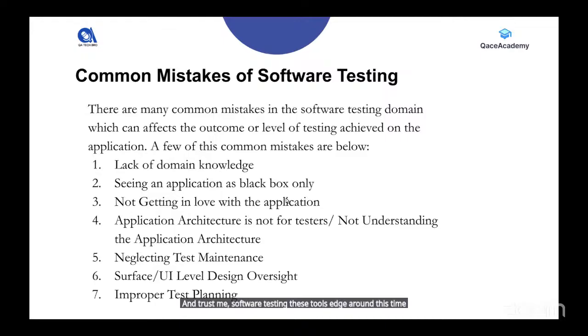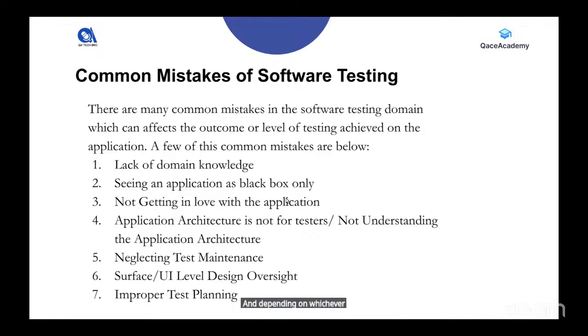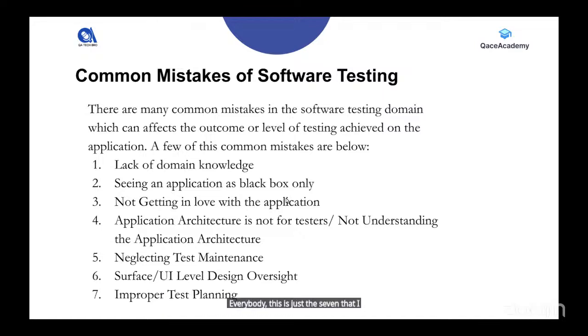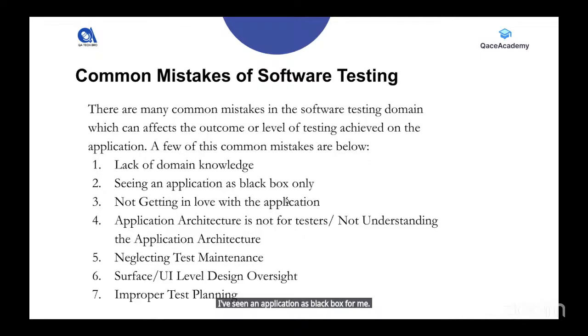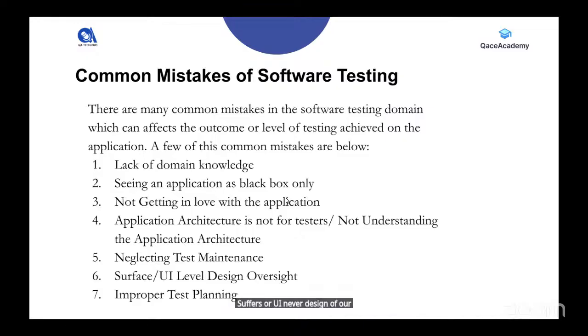There are many common mistakes that happen today within the software testing domain, and depending on which one it is, it has its effects on your application and on your organization. This is just the seven that I think are common across board. The first one here is lack of domain knowledge. Then seeing an application as a black box only, not getting in love with the application architecture, not understanding the application architecture, neglecting test maintenance, service or UI level design oversight, and improper testing. So in this session, we are going to be looking at all of these.